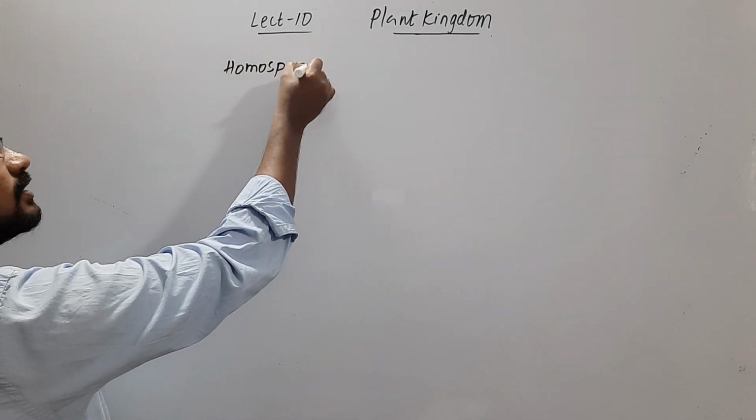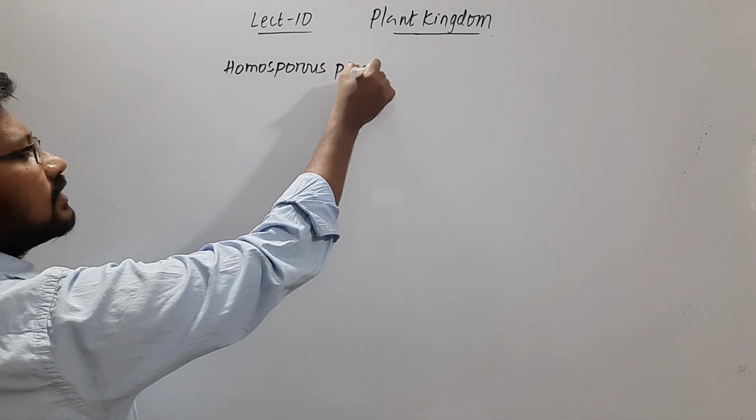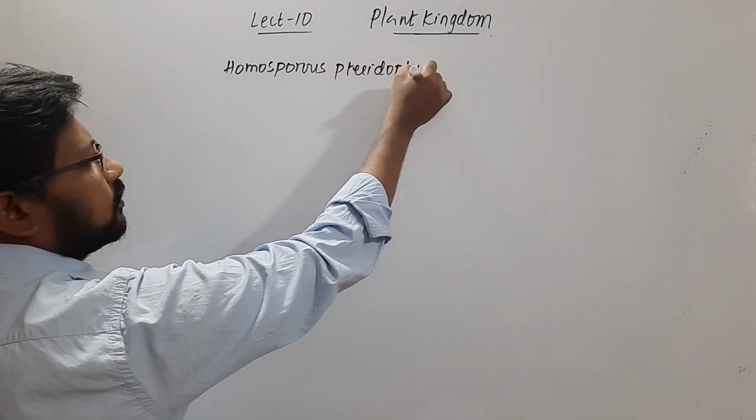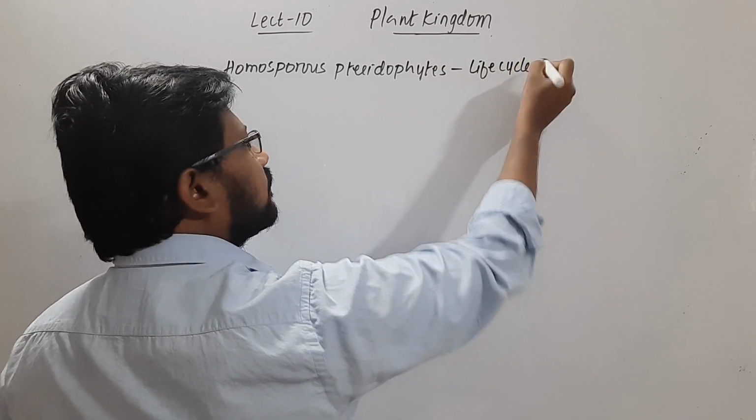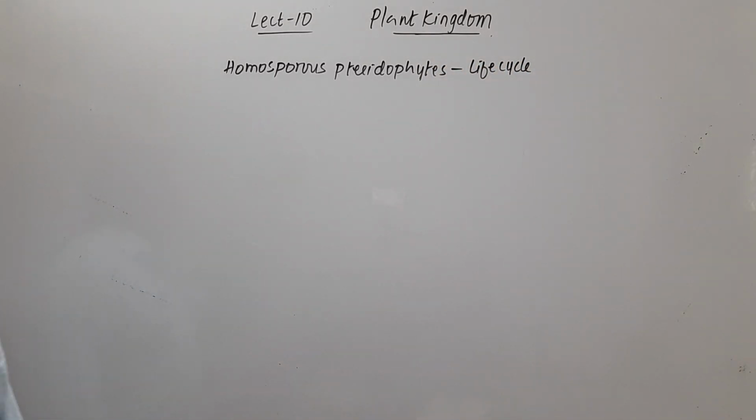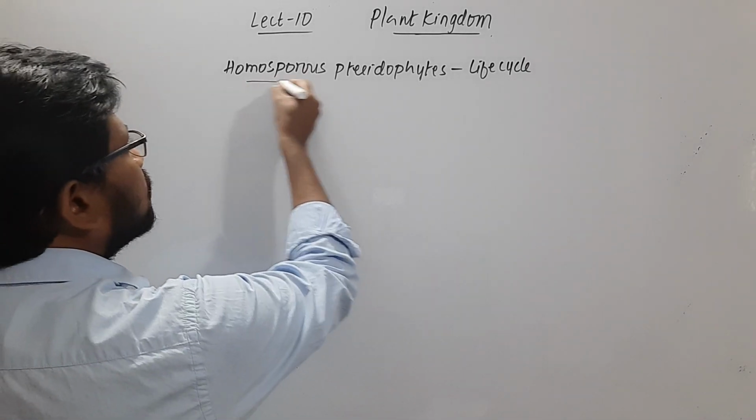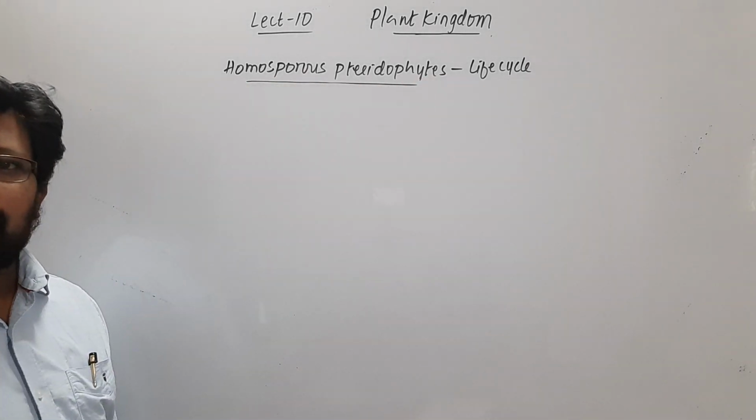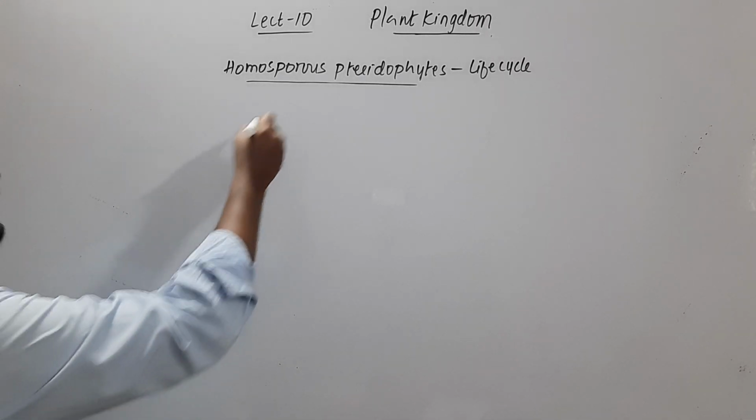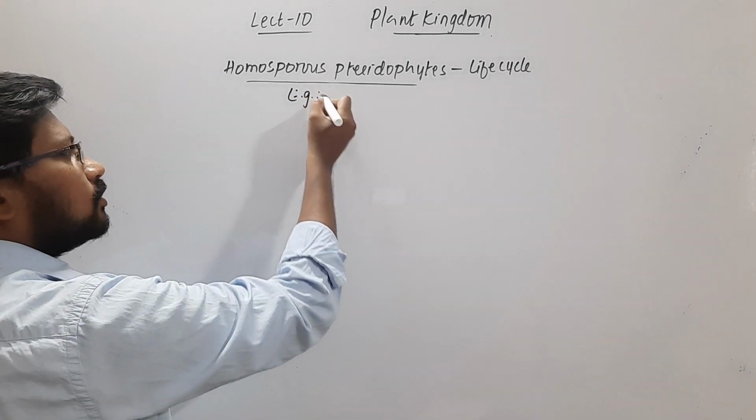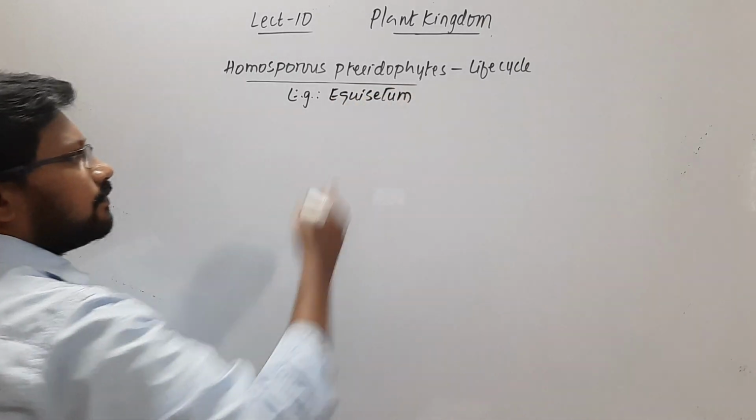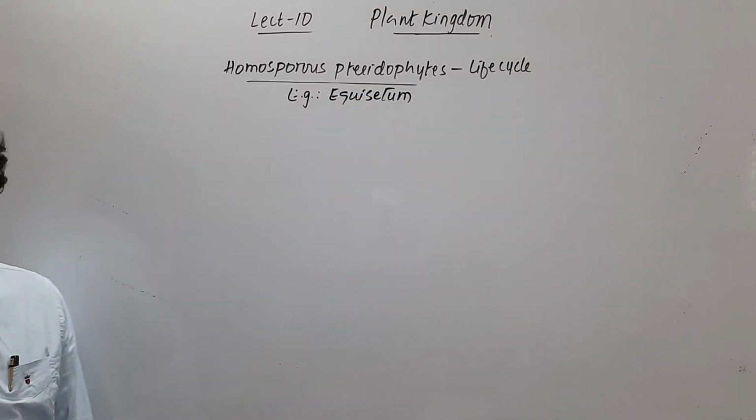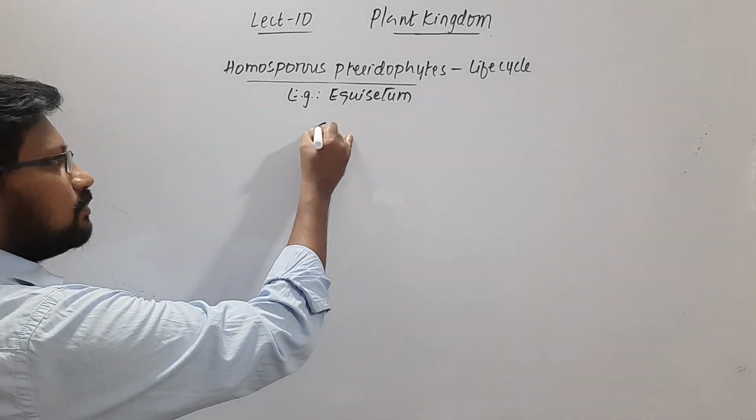Okay, so let's begin this session with homosporous pteridophytes. Homosporous pteridophytes life cycle. This is just to get an idea of how these homosporous pteridophytes reproduce. One example of a homosporous pteridophyte is Equisetum. Now, let's see how it takes place here. We'll start with the sporophyte.